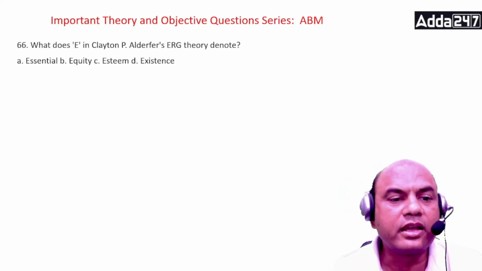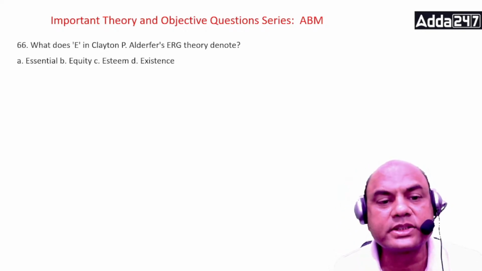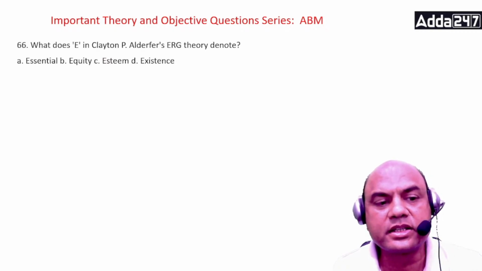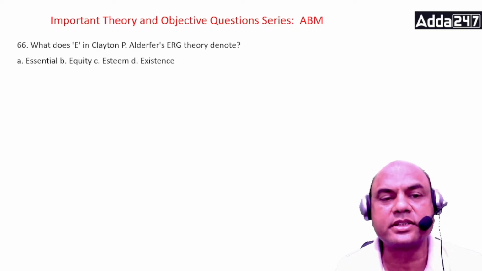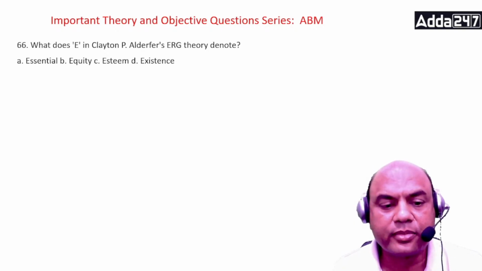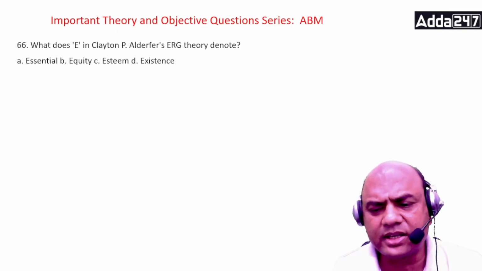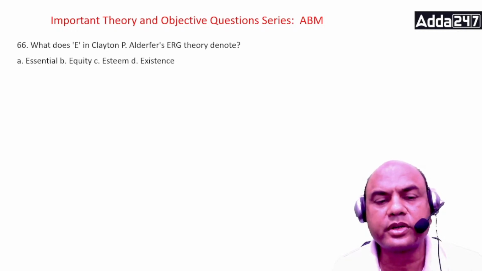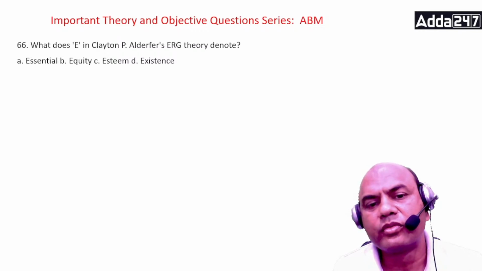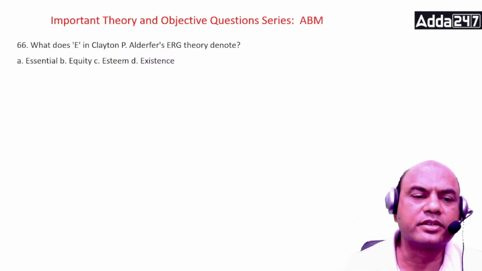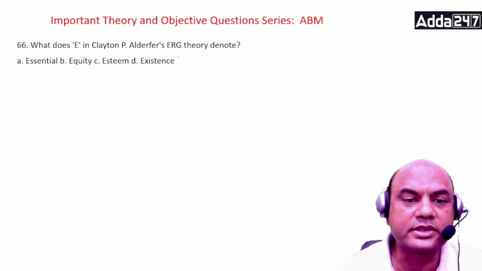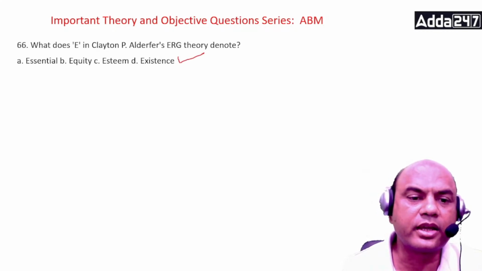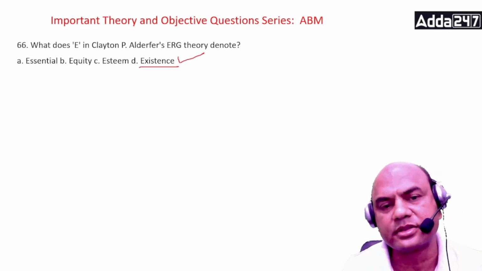What does E in Clayton Alderfer's ERG theory denote? E. Essential, equity, esteem and existence. What does it denote? E. We have done this ERG theory earlier. Okay. E denotes what? What is the ERG basically? Okay. First let me give you the answer. The answer is D. Existence. This is your answer.